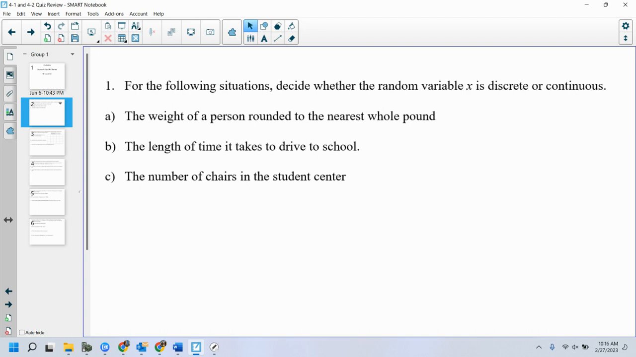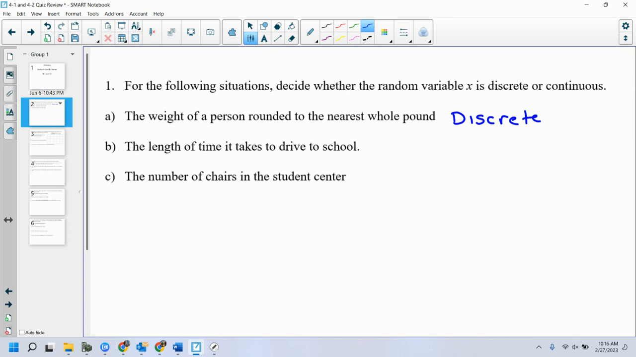For the following situations, decide whether the random variable x is discrete or continuous. Remember, discrete is whole values only, and I shouldn't even say that. It's ones that could have gaps or breaks, because if you round it, like part A, the weight of a person rounded to the nearest whole pound, is that discrete or continuous? Discrete. What if I had said rounded to the nearest half pound? Still discrete. So I struggle to say only whole values. Really, it's just that you cannot have repeating or infinite decimal values.